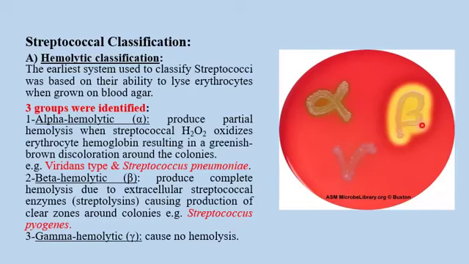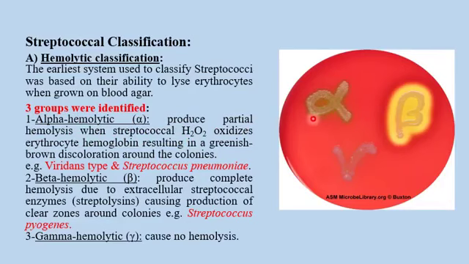ففي عندنا three groups of this type of classification. بيقسم الستريبتوكوكاي إلى three groups. Number one, alpha hemolytic. Alpha hemolytic, these produce partial hemolysis when this organism oxidizes the hydrogen peroxide, اللي احنا قلنا الهيدروجين peroxide ده بيبقى موجود فين؟ في الإريثروسايت hemoglobin, resulting in a greenish brown discoloration around the colonies. As you see here in the picture, this of course it is cultivated as the shape يعني alpha.